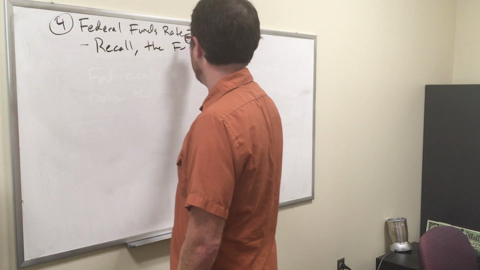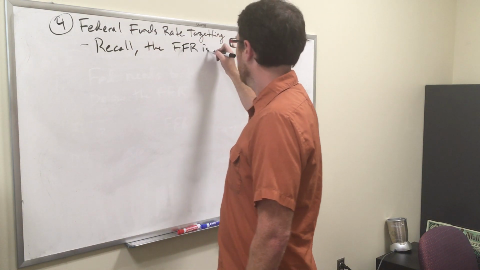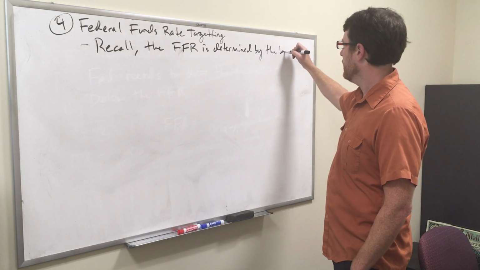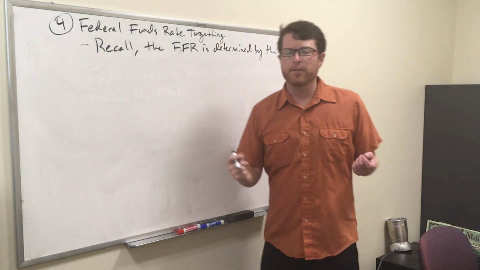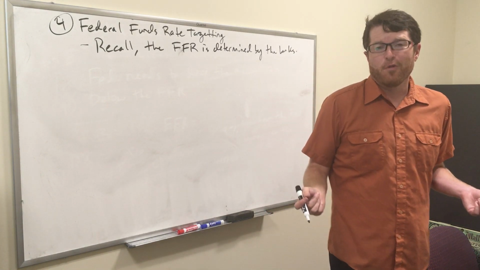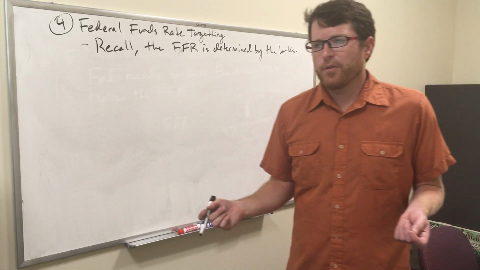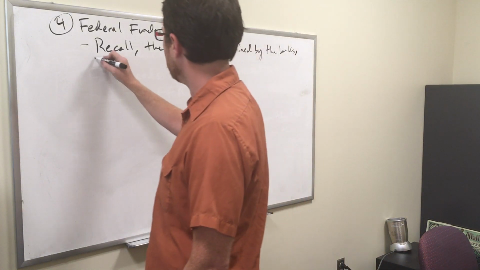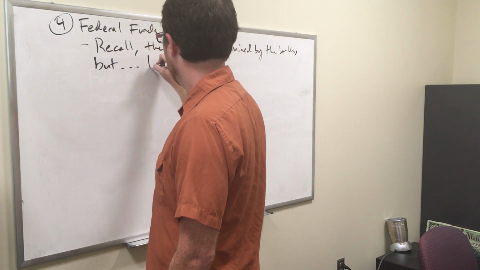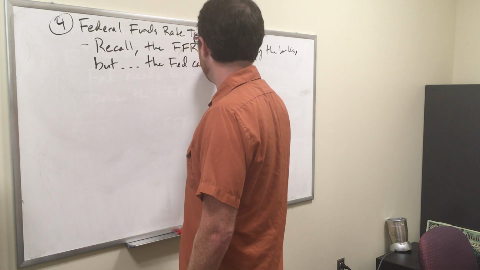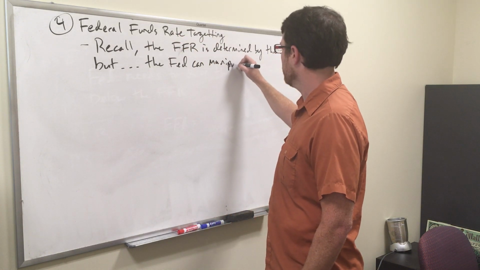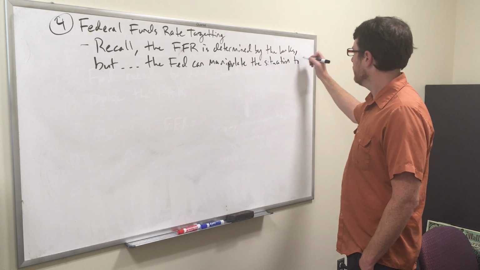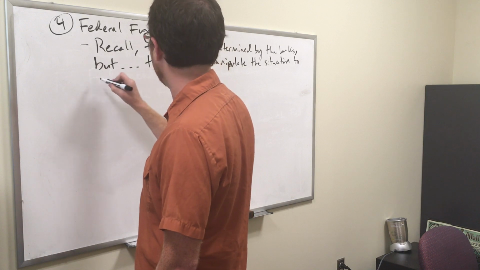Okay? Recall that the Fed funds rate, the FFR, is determined by the banks. The federal funds rate is the rate the banks charge each other. They can charge each other whatever they want. Okay? So this is determined by the banks. But the Fed can manipulate this rate. It can manipulate the situation to incentivize a higher or lower federal funds rate.